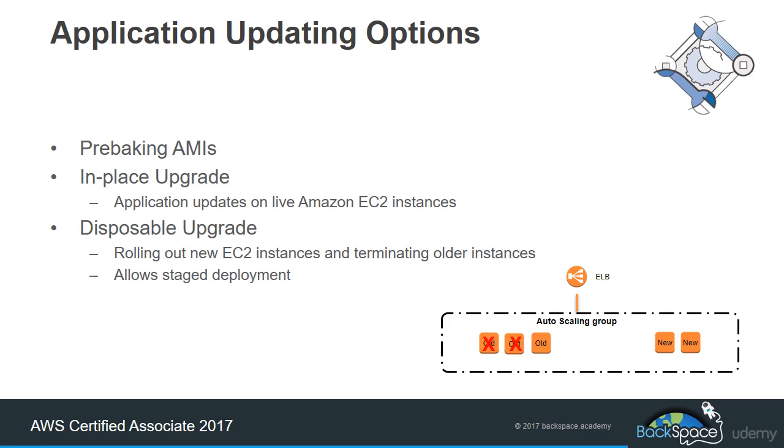We can look at in-place upgrades, where we use live EC2 instances and we apply updated code to those live EC2 instances. And we can also look at disposable upgrades, and they're quite handy because we can roll out new EC2 instances with our new code, and then when that is up and running and stable, then we can terminate our older instances, and that allows for a more staged deployment, and it allows us to progress slowly across until we've got all of our EC2 instances upgraded to our new code.